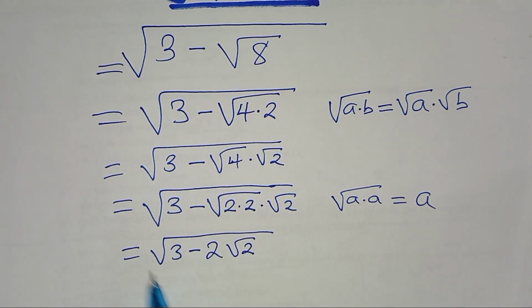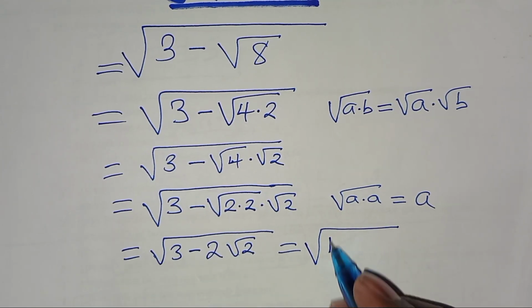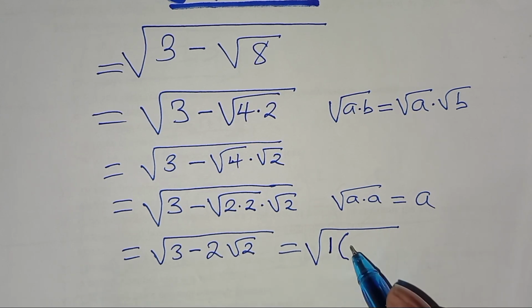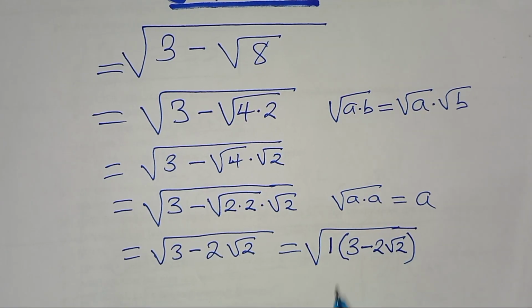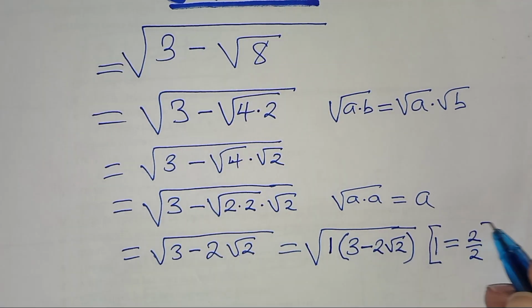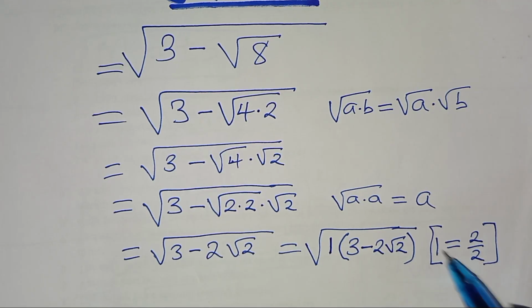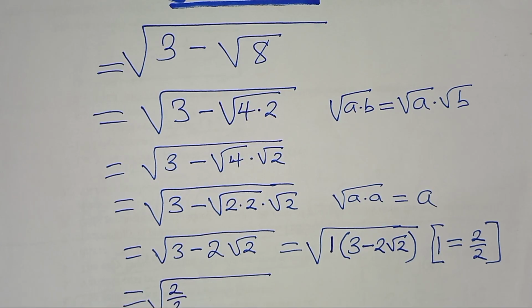Now we can express square root of 3 minus 2 square root of 2 as square root of, now we can factor out 1 as common here, so that we'll have 3 subtract 2 square root of 2. We can express 1 as basically 2 divided by 2. Let's substitute this, so that we'll have square root of 2 divided by 2 into the parentheses 3 subtract 2 square root of 2.